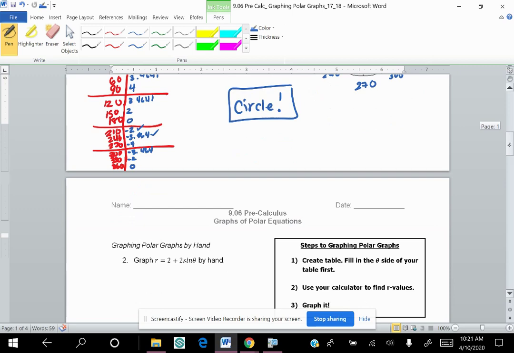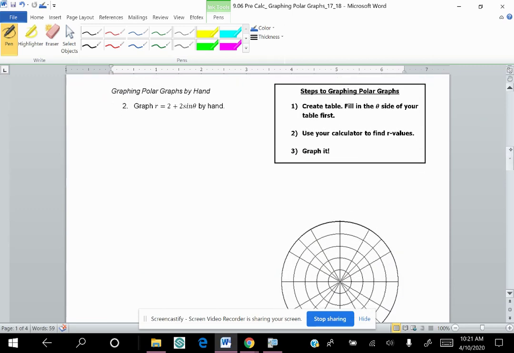Let's look at another one. We're going to do these the same way. And here are your steps in this box over here. So always make sure you're in polar mode and degree mode. So my calculator is already in those, so I'm good to go for now.